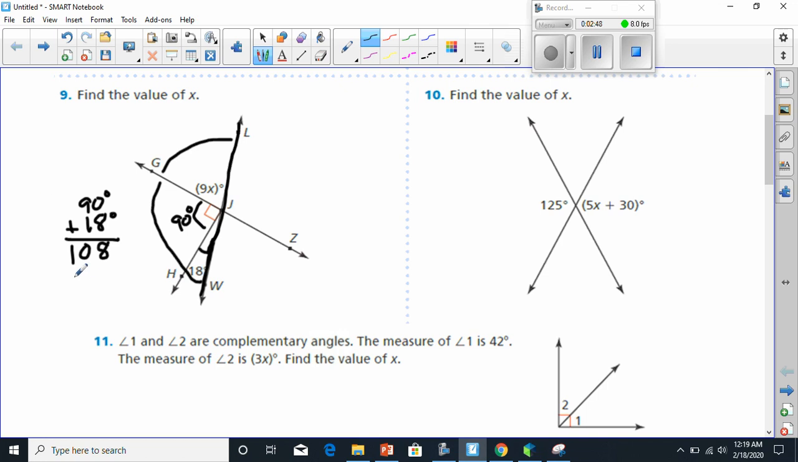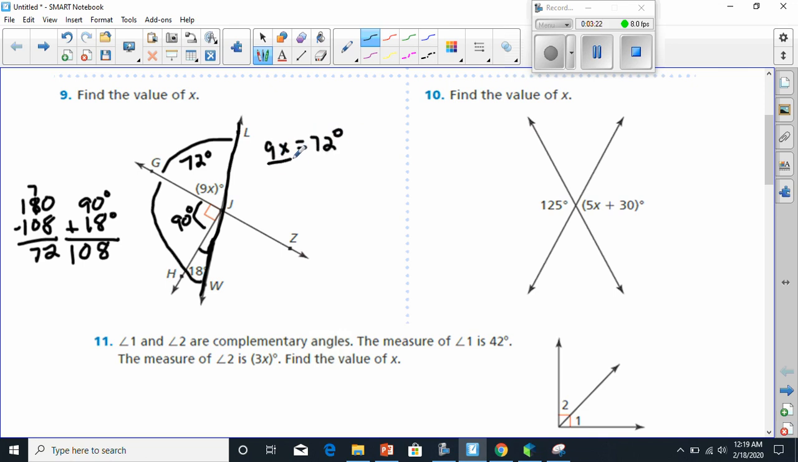So now we've got 180 minus 108. That's going to give us 2. We borrowed one from here, so that'll leave us 7. So that means this angle is 72 degrees. Now, we also know this angle is 9 times x. So we can say that 9 times x is going to be equal to 72 degrees.